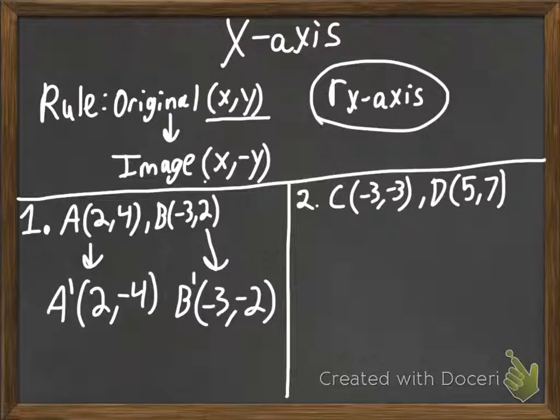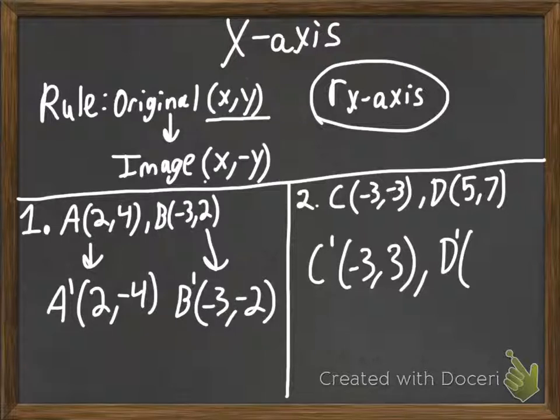Okay, our C prime, our x is the same. We do the opposite of y, so negative 3 becomes 3. D prime, our x stays the same, and our y goes from a positive 7 to a negative 7, becomes the opposite. And that is reflecting over the x-axis.